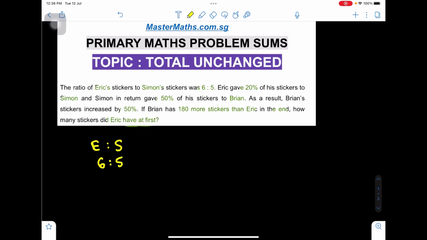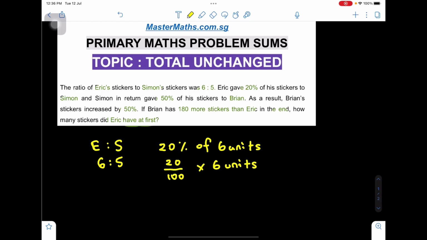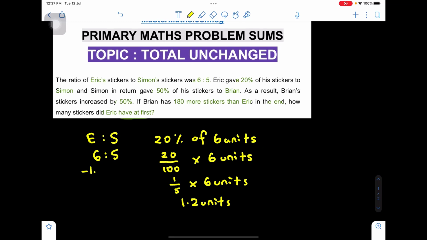So 20% of Eric's units is 6 units. Okay, this was given away. 20% change it to fraction, 20 out of 100. Of means times 6 units. So this is just 1/5 times 6 units, which is just 1.2 units. Okay? So Eric gave away 1.2 units.